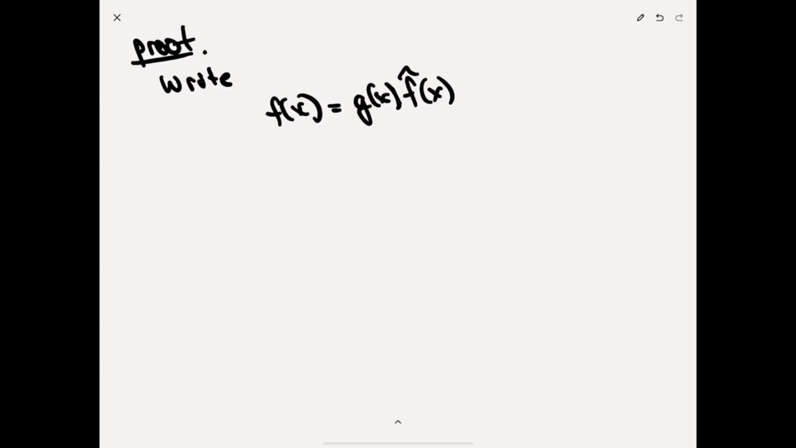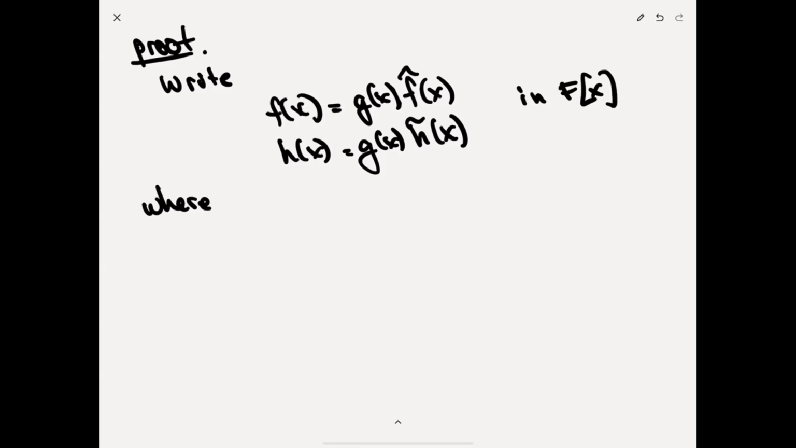So proof, and this is going to use this minimal polynomial thing. Okay, so let's factor it. So write f of x. So this is going to be the GCD. And then we'll write h of x is g of x, h tilde of x. So this is going to happen in F[x], where g of x is a GCD.